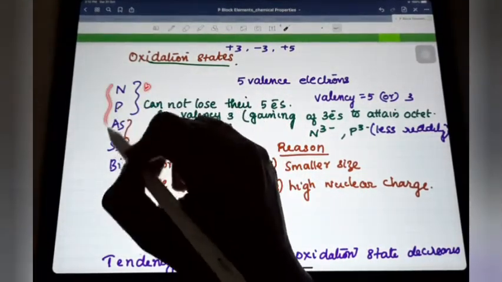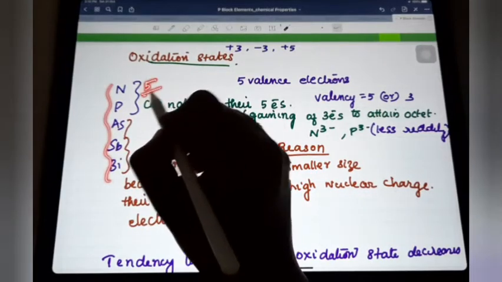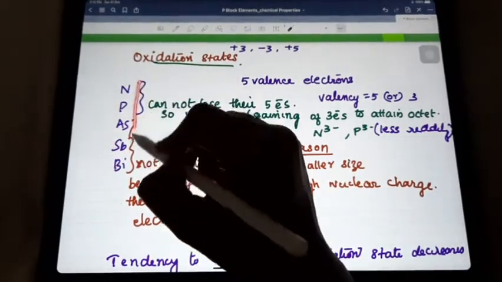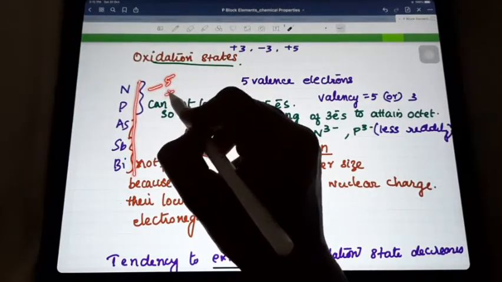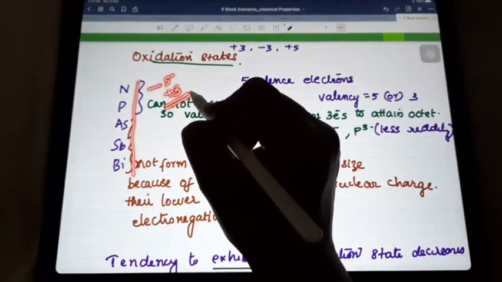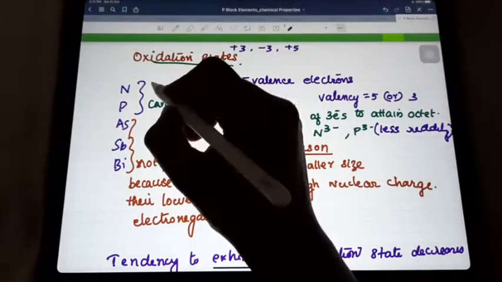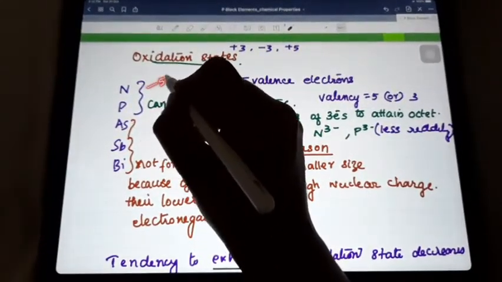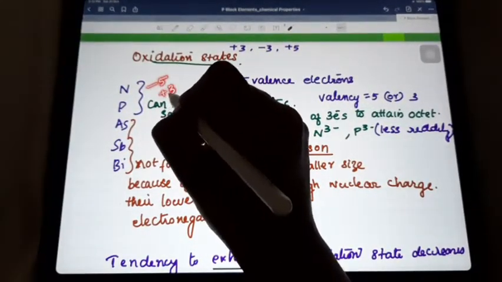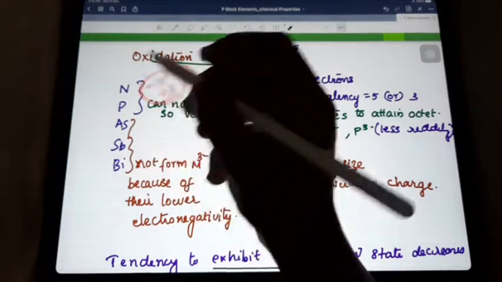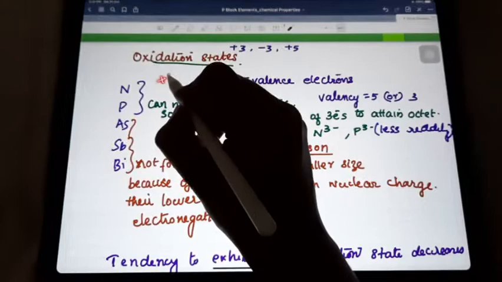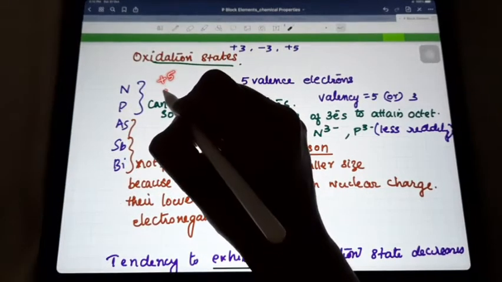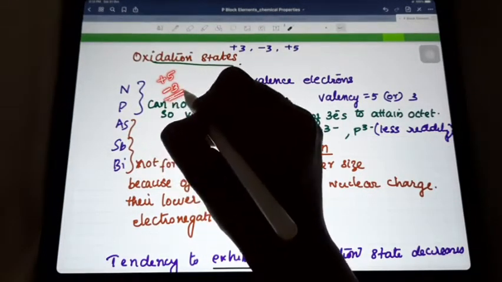Every member of this group has 5 valence electrons. So these members can attain the octet either by losing 5 electrons or gaining 3 electrons. This is the easiest method. So which one is favorable? Either losing 5 electrons or gaining 3 electrons. Losing of electrons we express as positive. Gaining of electrons is indicated by -3.